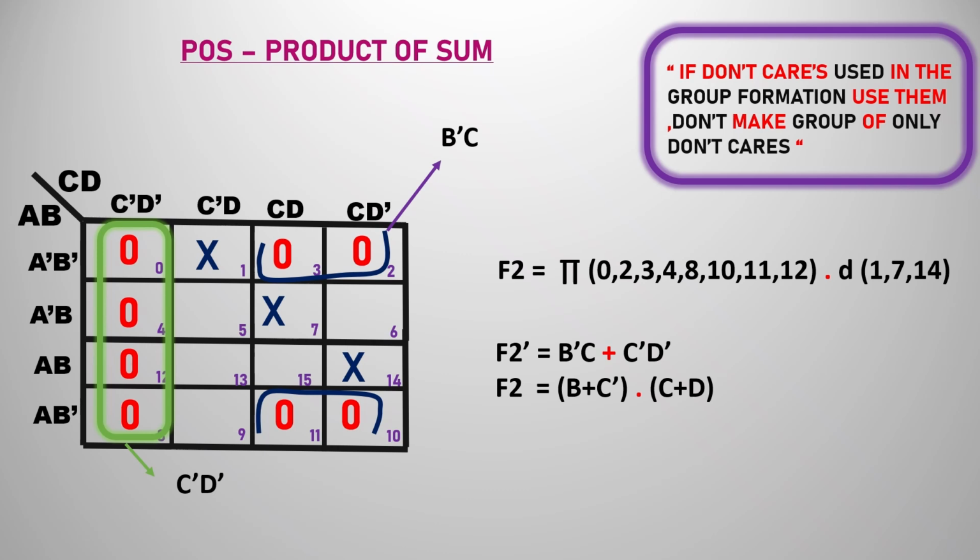As this is POS, not SOP, we will get output as F2 bar if we add them, that is B bar C plus C bar D bar. So if you want F2 as output, take the bar of them. So B plus C bar dot C plus D. So this is the syntax of the POS or SOP formats.